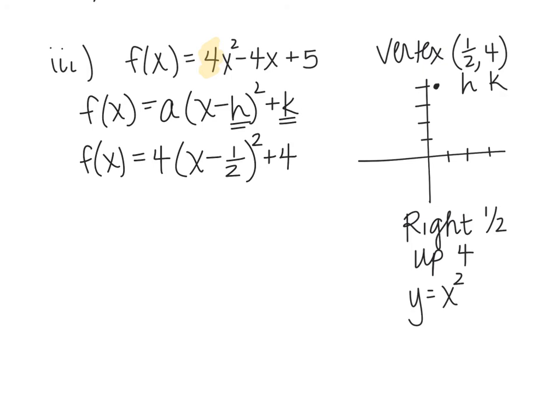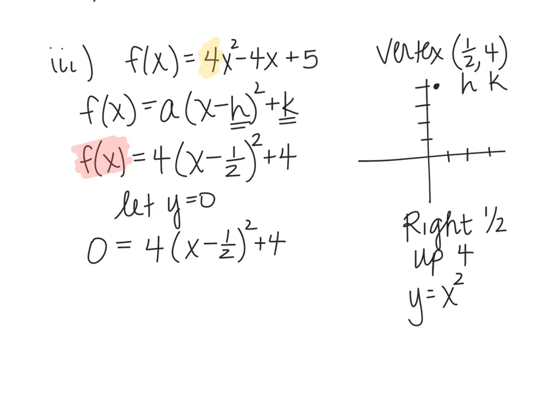So this is my function written in vertex form. But since we're trying to find x-intercepts, then we're letting y equal 0. So that just means that f of x here, my y value, is going to become 0. So we're solving the equation 0 is equal to 4 times (x minus 1/2) quantity squared, plus 4.